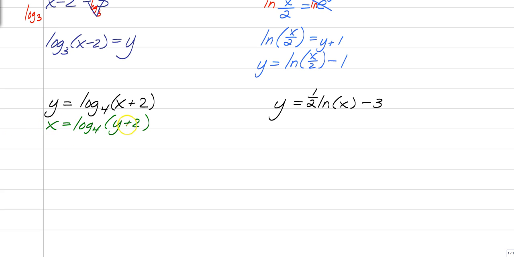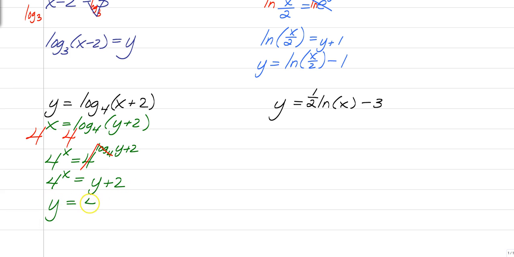And what that means is these two left and right sides are going to become the exponents. And the base of those exponents is 4, the base of the log. So what happened there is we just made 4 raised to the x power, and that's equal to 4 raised to the log base 4 of y plus 2. And from the inverse video, 4 raised to the log base 4, bang, bang, cancel each other out. So now you're left with 4 to the x is equal to y plus 2. Subtract 2 from both sides, and you have y is equal to 4 to the x power minus 2.